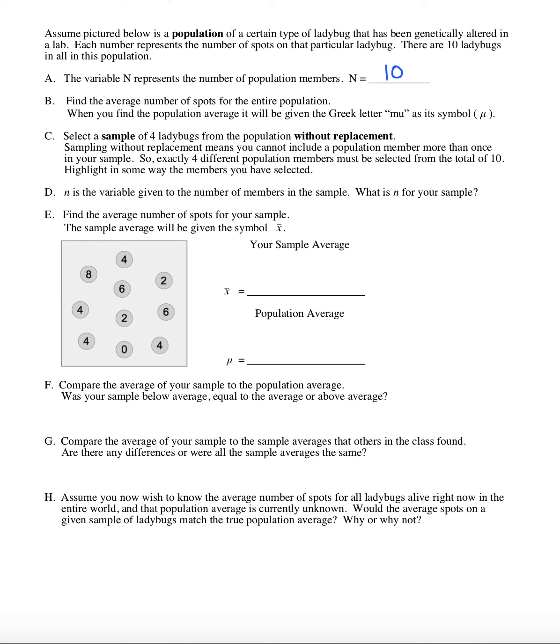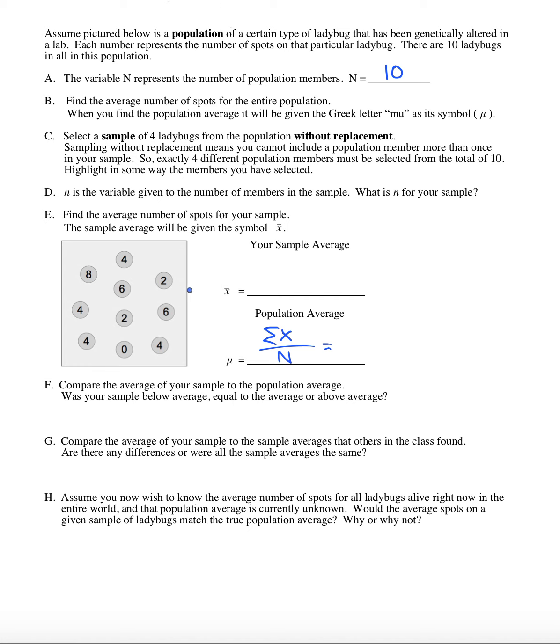When we find a population average, though, we're going to give it the Greek letter mu, which is like a U with an extra tail. Let's do that right here. The formula for population average is going to be the sum of all the data pieces divided by the total number of data pieces, big N.